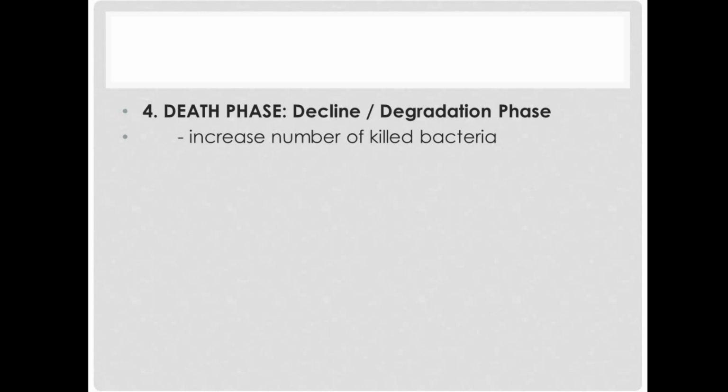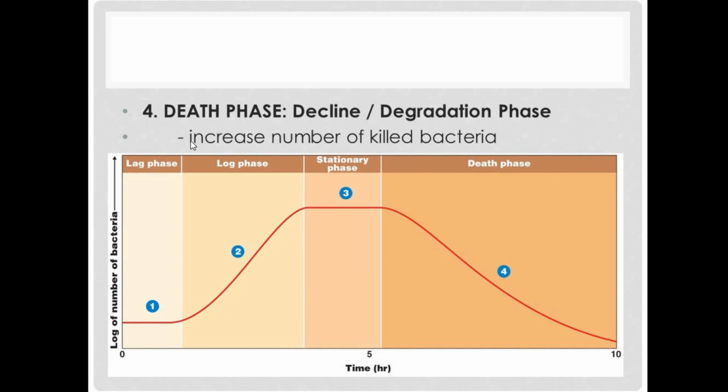Decline or degradation phase. There is an increased number of killed bacteria in this phase dahil wala na silang food, dahil ang pH nila ay hindi na stable, so nagkakaroon na ng death phase or bumababa na ang bacterial multiplication. So this is the bacterial growth curve ng ating mga microorganisms.